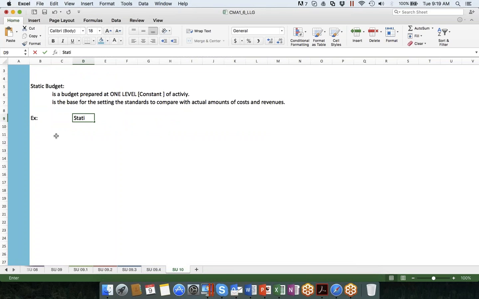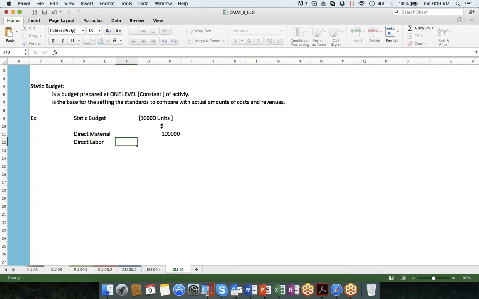Say for example, this is the static budget we are preparing for 10,000 units. If I produce and sell 10,000 units, what would be the profit? Say direct material is $100,000. Direct labor, say $80,000. Then fixed overheads, say $120,000. Variable overheads, say $30,000.